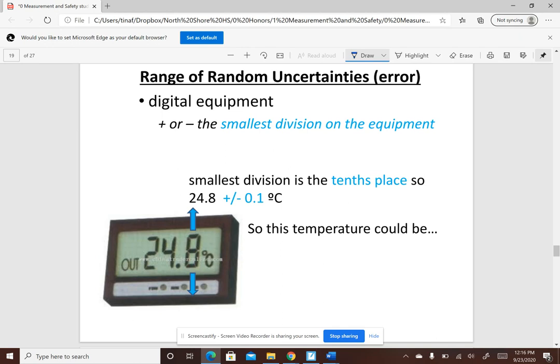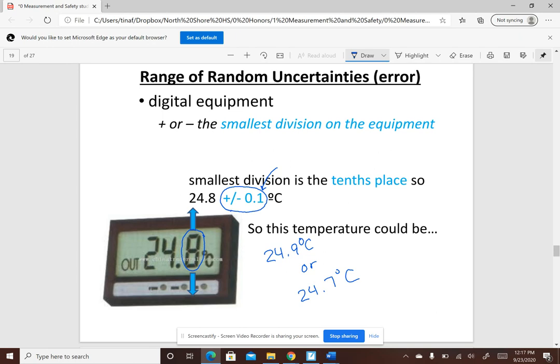Okay, so since this thermometer reads to the 10th spot, the actual temperature in the room can be plus or minus 0.1 because 0.1 is in the 10th spot. So that means even though the thermometer is saying 24.8, the temperature could actually be plus 0.1, so it could be 24.9 degrees Celsius, or it could be minus 0.1, so it could be 24.7 degrees Celsius.